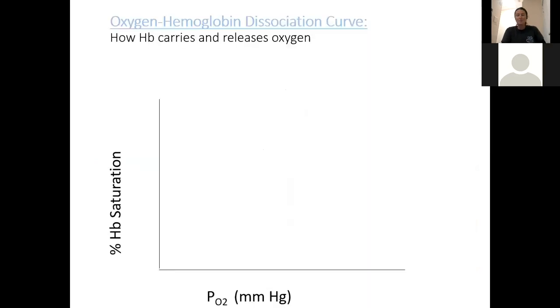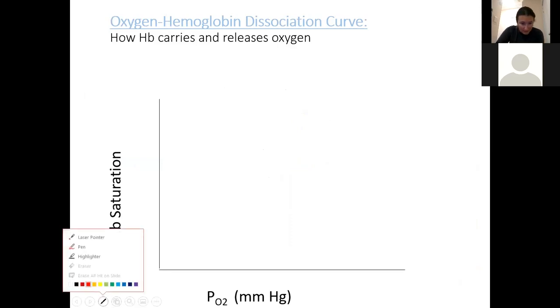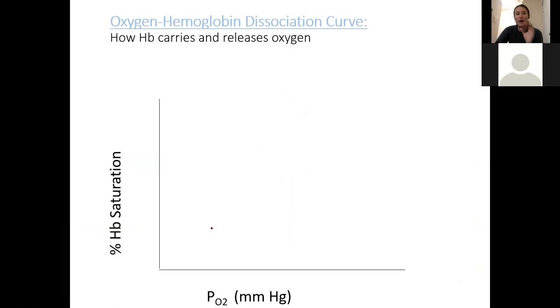All right. And so we can graph this concept here. This graph that I'm about to draw for you is called the oxygen-hemoglobin dissociation curve. We saw this a little bit before when we looked at the affinity of hemoglobin for oxygen. Now let's actually draw in some numbers together. So here on the y-axis, we have percent saturation.